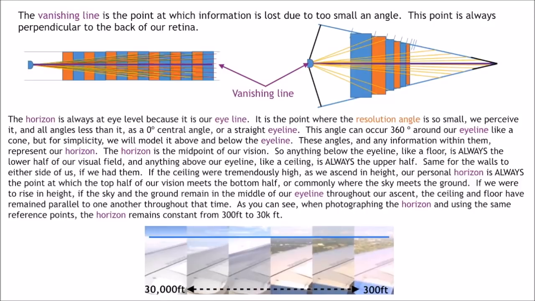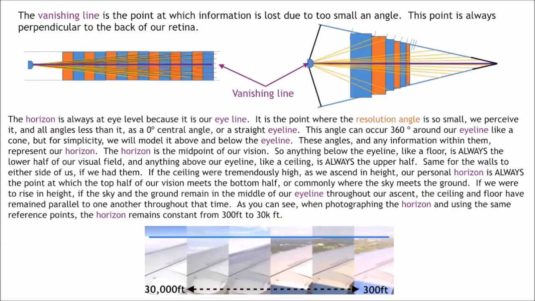So the vanishing line is the point at which information is lost due to too small an angle. This point is always perpendicular to the back of our retina. The horizon is always at eye level because it is our eye line. It is the point where the resolution angle is so small we perceive it, and all angles less than it, as a 0-degree central angle or a straight eye line.